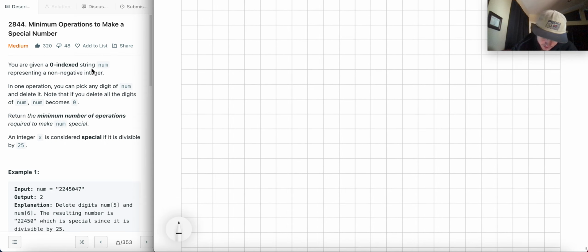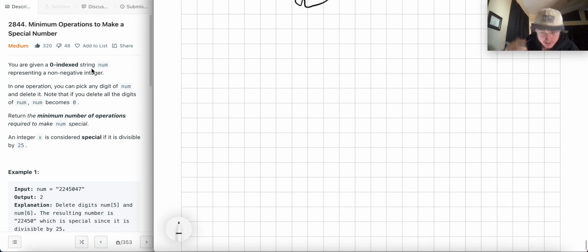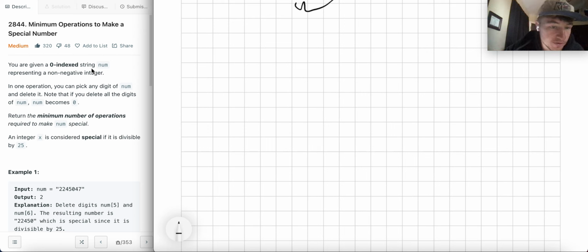Kind of a relevant point, but it's never a bad idea to conceptualize what you're actually looking at so you can understand what you need to deal with. In one operation, you can pick any digit of num and delete it. Note that if you delete all the digits, num becomes 0. Return the minimum. So what does it mean to delete a digit in here?